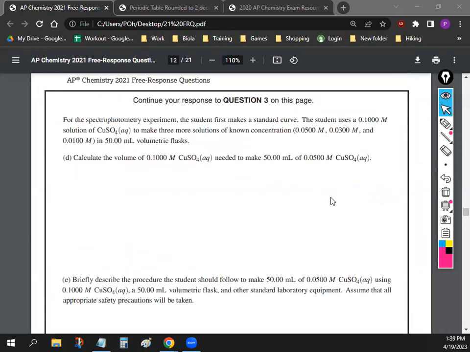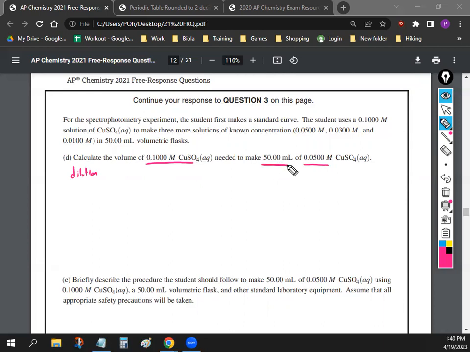Let's move on to part D. Part D is you want to calculate the volume of copper sulfate solution that you need to make 50 mL of a weaker copper sulfate solution. So if you guys take a look at this, what type of problem is this? Yeah, molarity volume, but specifically it's dilution, because you're taking a stronger solution and you're turning it into a weaker one.